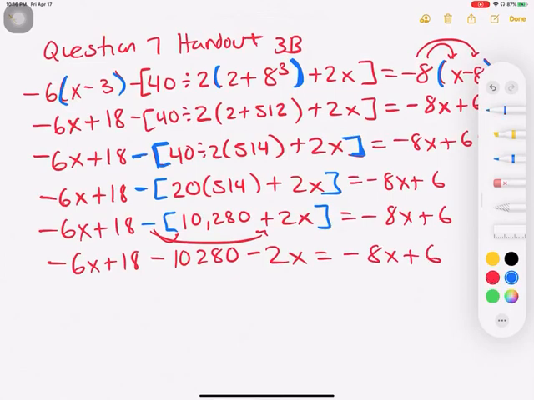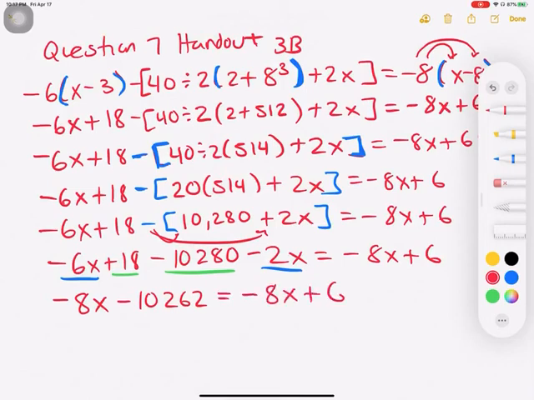Now what I'm going to do is combine like terms on the left side. First I'm going to combine the letters. So negative 6x and negative 2x, that's going to be negative 8x. Combining the letters. And now I'm going to combine the numbers, which are positive 18 and negative 10,280. So combining those two numbers, that should give me a negative 10,262. Yep, so that should be the number equals negative 8x plus 6.